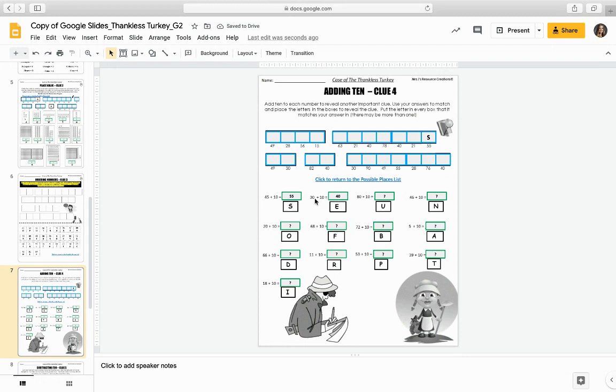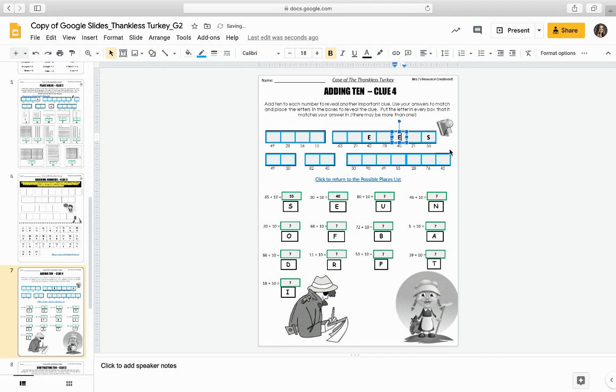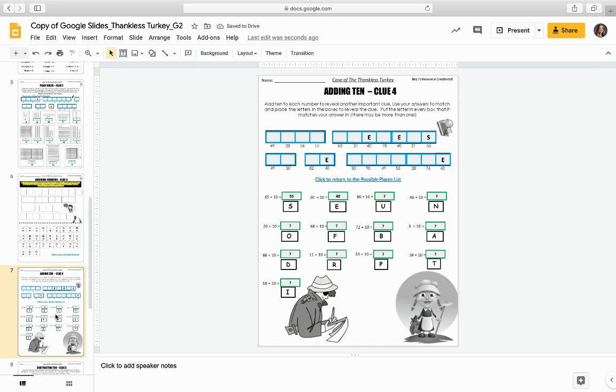For here, 40, I know anytime I see a 40, I want the letter E. So I'm going to go down. Oh, here's a 40, E. Here's a 40, E. All right, and you're going to do that with all of them. You're going to solve them.